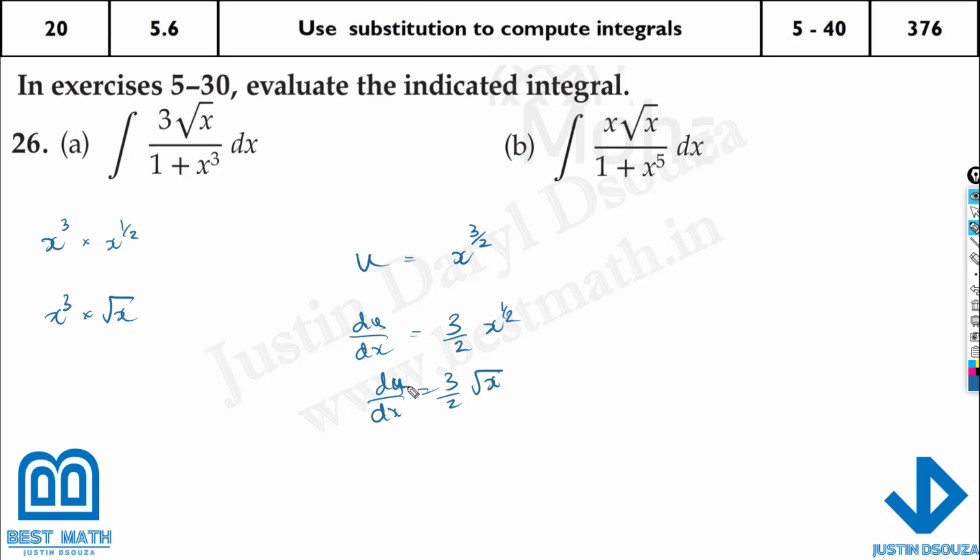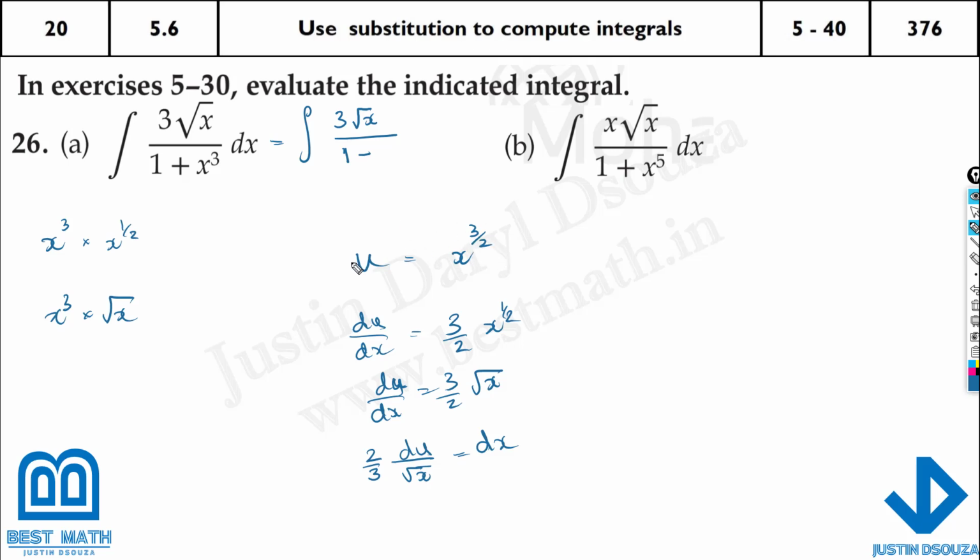What do you want over here? You need dx. So let's take dx to the other side and all these terms to the other side. It'll be 2/3 du by radical x or square root x, that is equal to dx. Now we can simplify a lot. What happens here? It's going to be the integral of 3 radical x, square root x, sorry, 1 by x cubed. See here, we need what? x cubed, right?